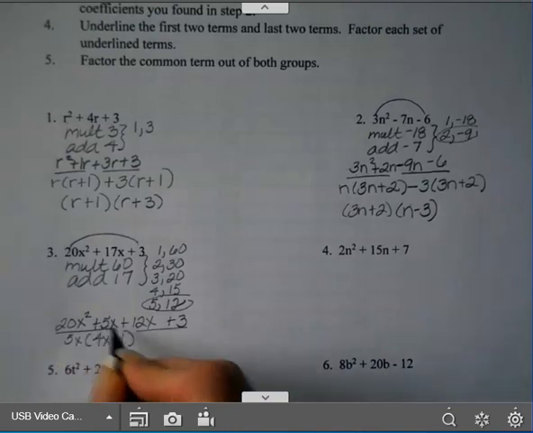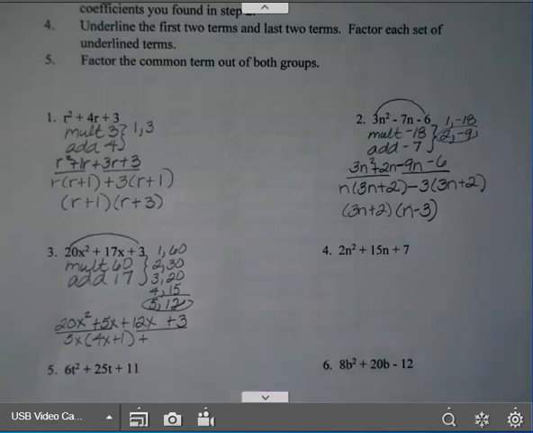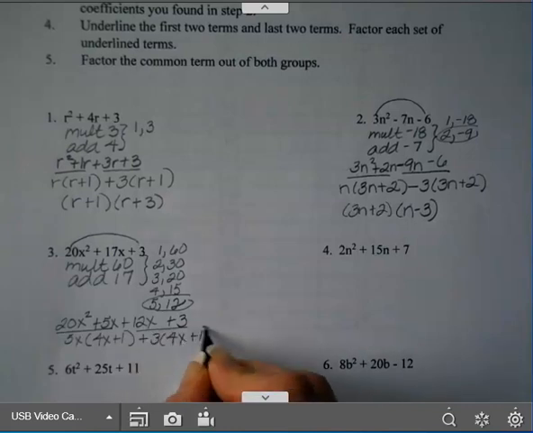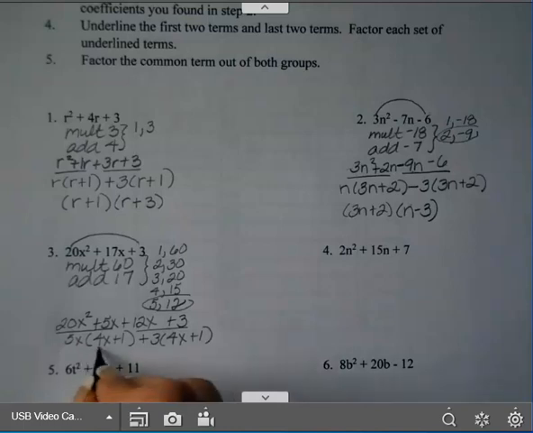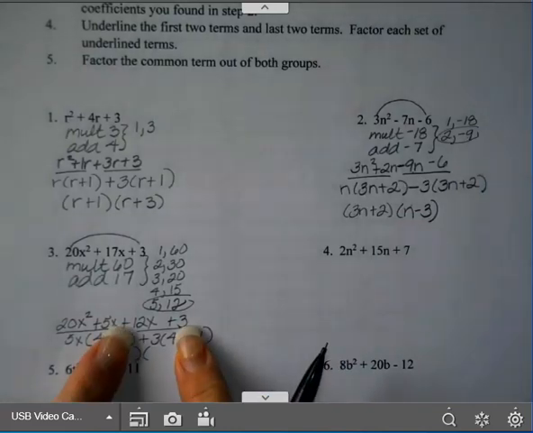You're dividing each of those by 5x. The next has a 3 in common, so you'll pull out a 3, divide each of those by 3. You're left with 4x plus 1. And now I have a 4x plus 1 in each of those. And my second parenthesis, so if I cover up my 4x plus 1, I've got a 5x and a plus 3 that are left over.